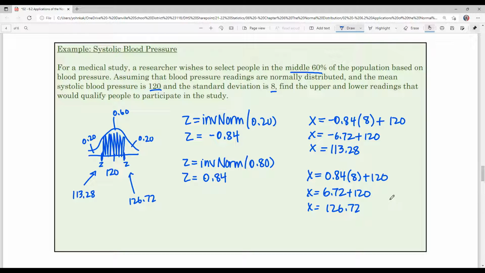So if I want the lower reading, I got 113.28. If I want the upper reading, I have 126.72. And those are my two values. I don't have any units, so I don't have to label them.